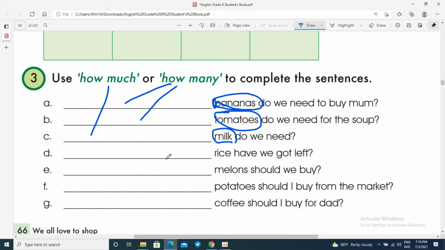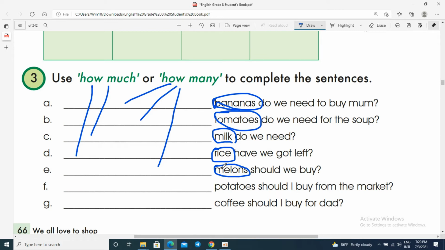And what about rice? Count noun or uncount noun? It is uncount. How much rice? And what about melons? Melon, see? It is a plural noun as well. So how many? How many melons should we buy?